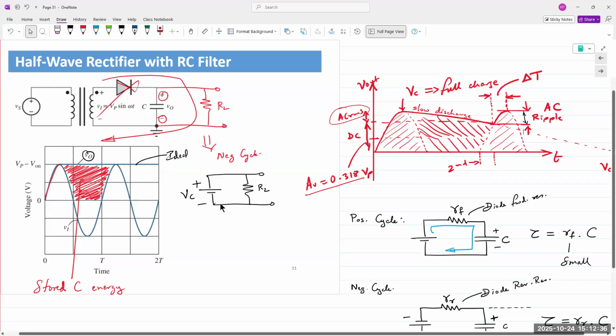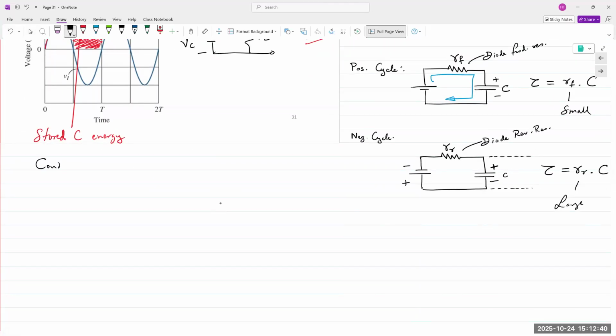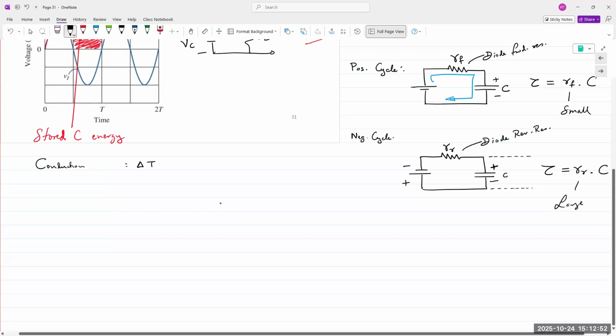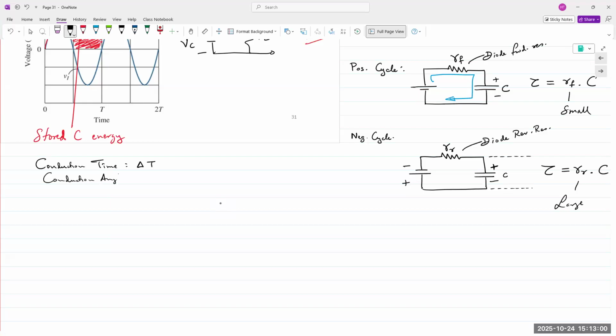First up, conduction time is noted as delta T. The angle is theta C. Ripple voltage VR is equal to Vp minus the diode turn on voltage, typically 0.6 or 0.7 volts for silicon, times the time period of the waveform divided by RC. That R is the value of the load resistor.